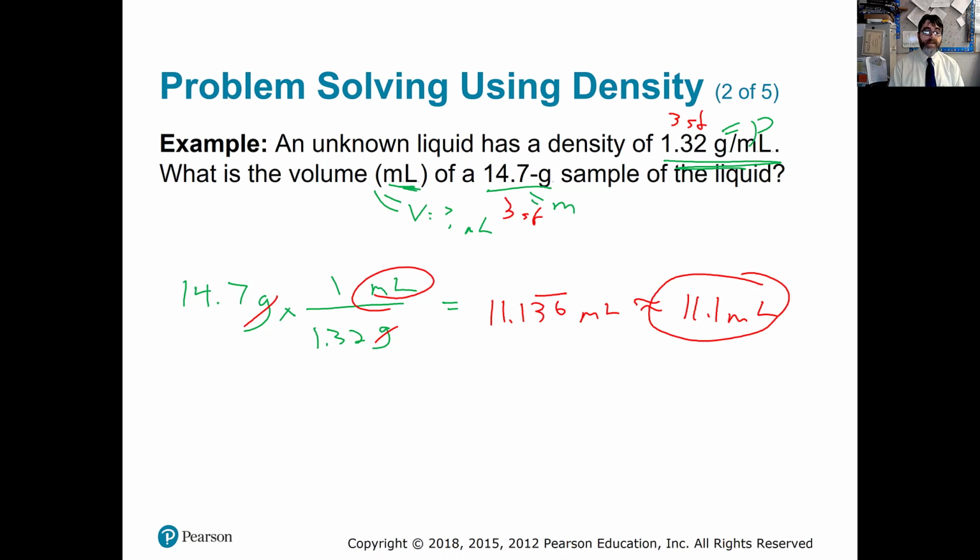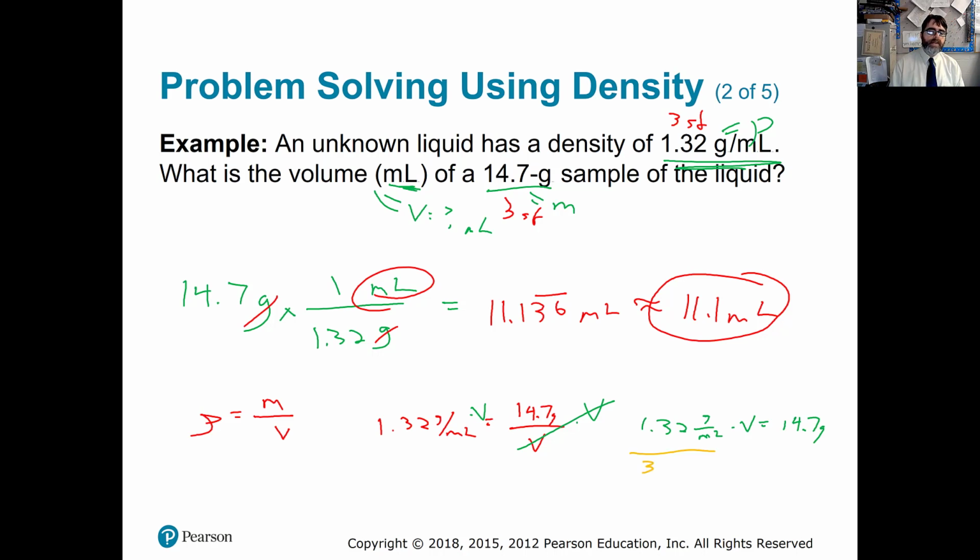You can get the same thing using the density formula. It just takes some algebra rearranging. Density is equal to mass divided by volume. You know the density is 1.32 grams per milliliter. The mass is 14.7 grams per unknown volume, and so then at this point we have to do the algebra. Well, to get that alone, we have to multiply both sides by the volume here, and that gives me 1.32 grams per milliliter times volume is equal to 14.7 grams, and then I have to divide both sides by 1.32 grams per milliliter.